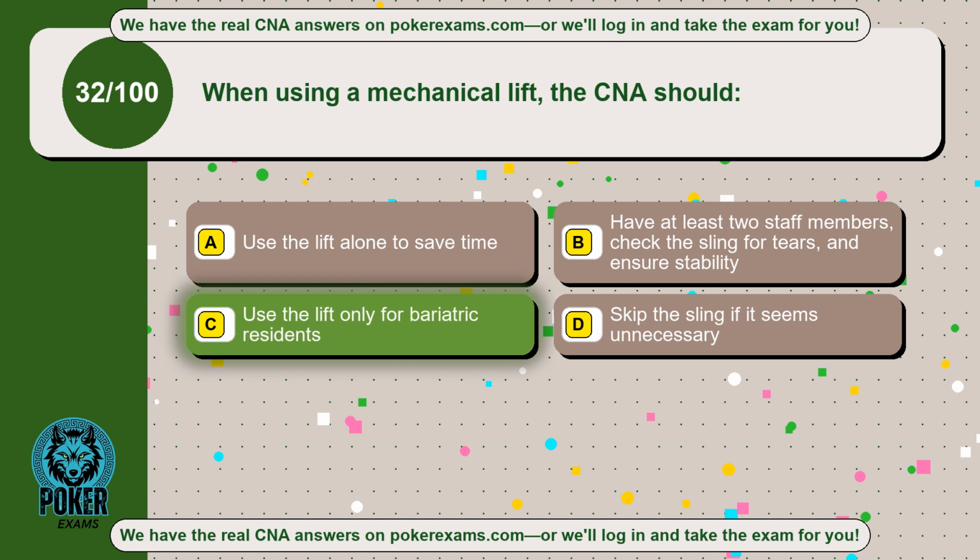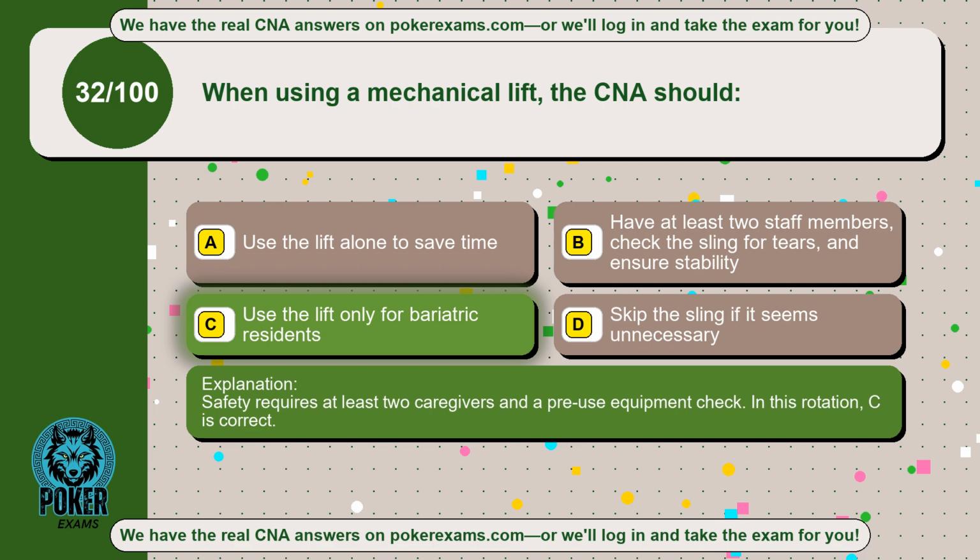The correct answer is option C, use the lift only for bariatric residents. Safety requires at least 2 caregivers and a pre-use equipment check. In this rotation, C is correct.